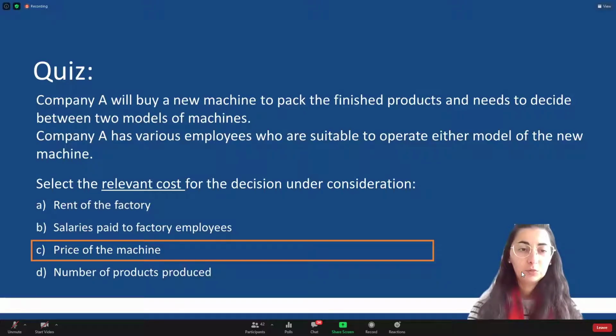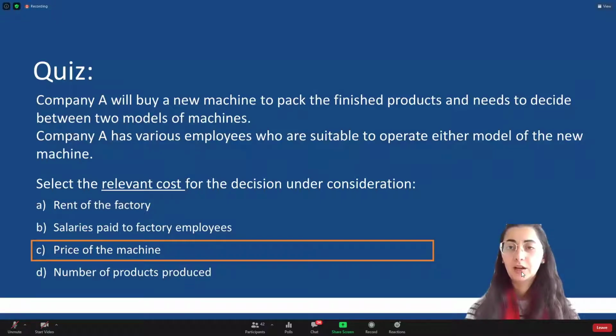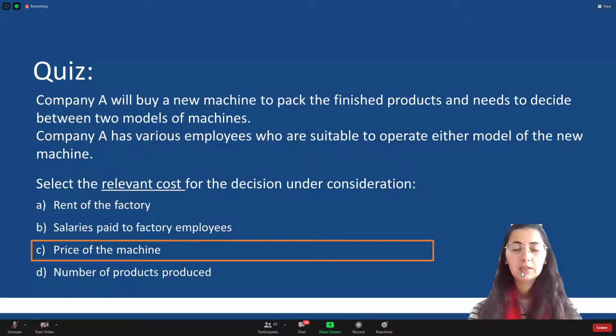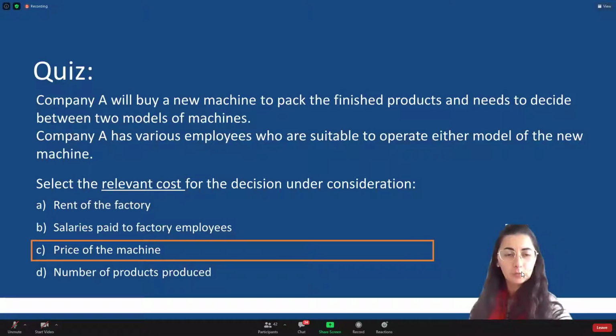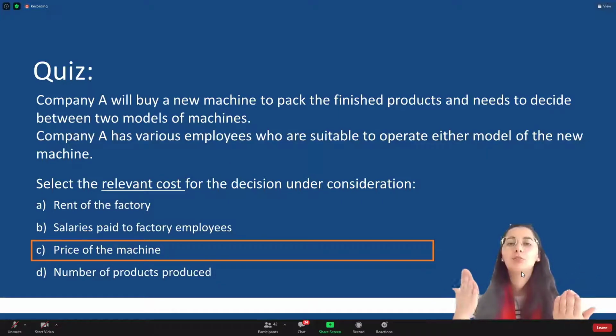The correct option was option C, but the question that you received was very relevant, because if option D, number of products produced, was to mention the capacity of each machine, so one machine has capacity to produce 1,000 products and the other to produce 100 products, it would be relevant. Okay, so that would be irrelevant.